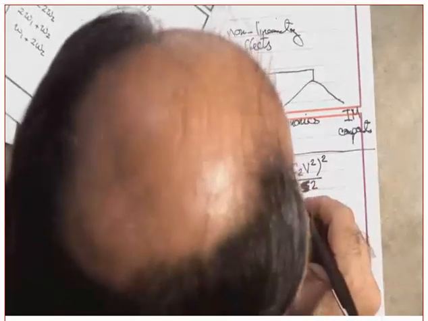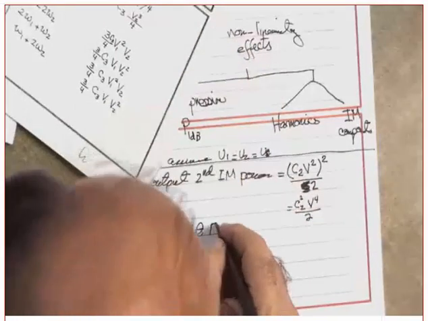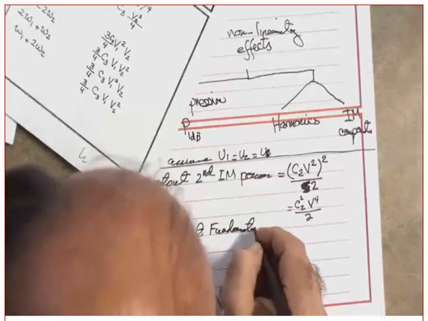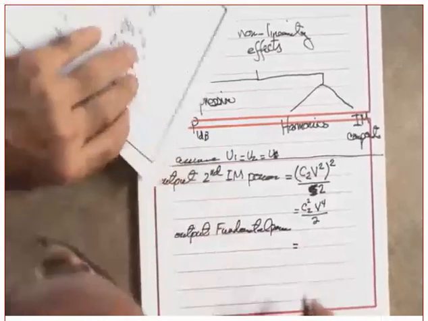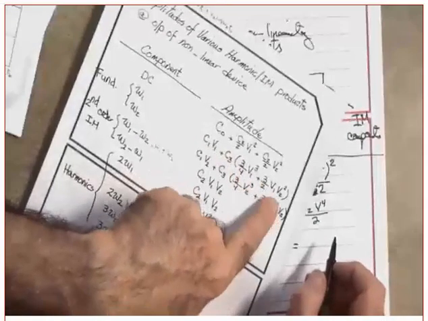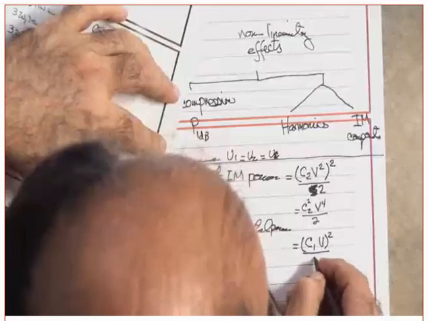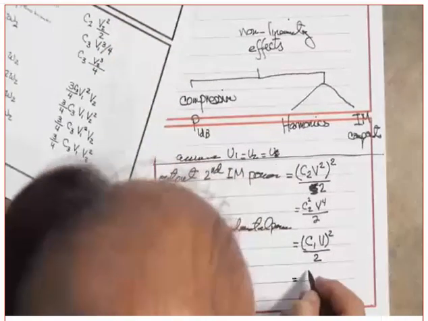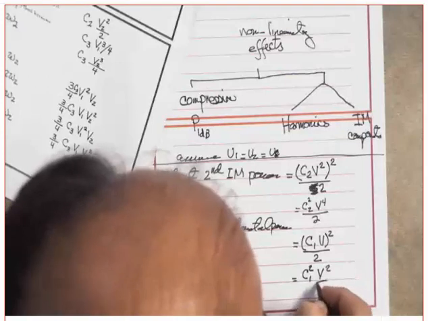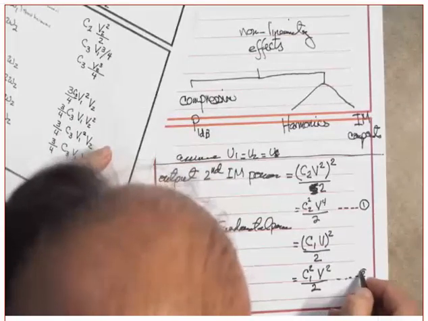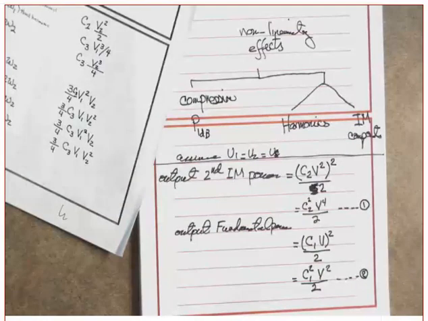Now, what is the output fundamental power? I messed up, C2 squared, I'm sorry. Again, ignore this term. So what is it? C1 squared V squared over 2. I want you to see this is equation 1, and this is equation 2. And tell me, what do you notice as far as the fundamental power as compared to the second order intermodulation power? Is it double?